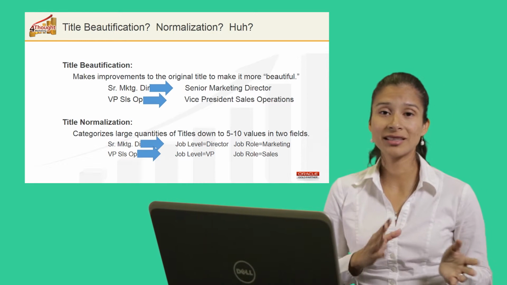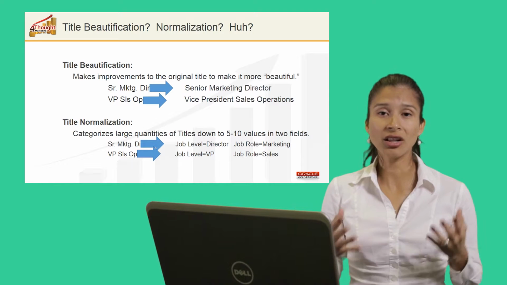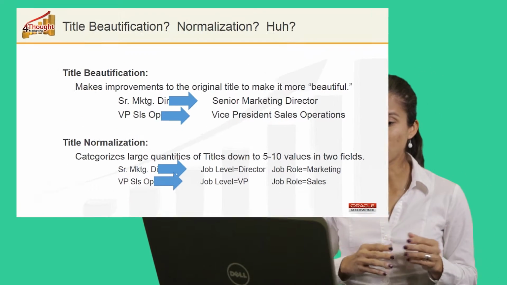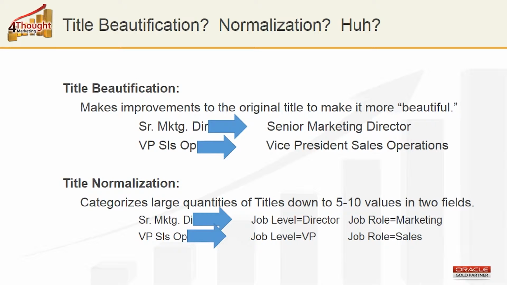Now, title normalization is about categorizing large quantities of titles into 5 or 10 values. For example, we have Senior Marketing Director, and the job level could be Director, whereas the job role would be Marketing. For Vice President Sales Operations, using the same example as above, we have job level being the Vice President and the job role being Sales.